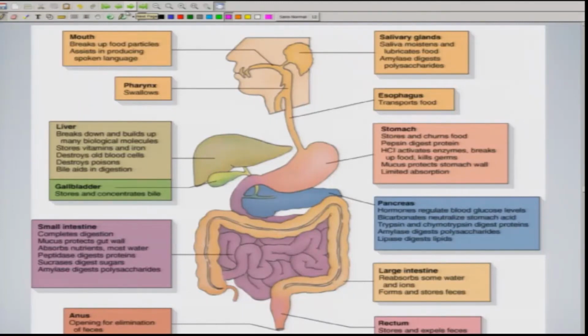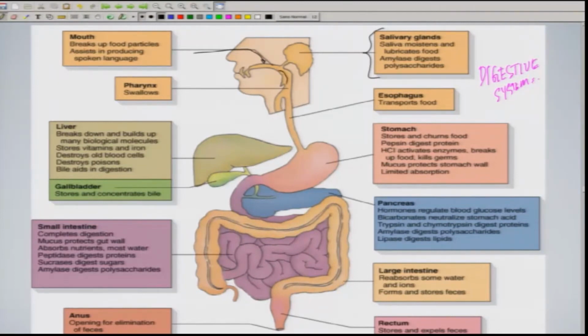If you look at the digestive system, this is where you have the mouth, which breaks up the food particles and assists in producing speech. It secretes a whole bunch of chemicals which have different roles, secreted by the salivary gland: saliva, which is involved in moistening and lubricating the food, and amylase, which helps in breaking down the carbohydrates and the complex polysaccharides.